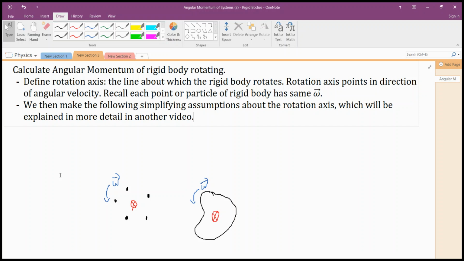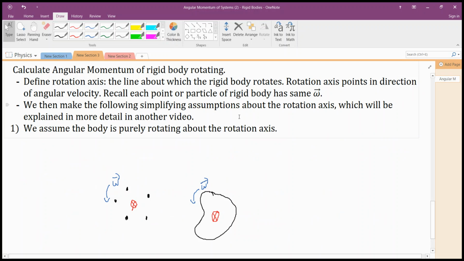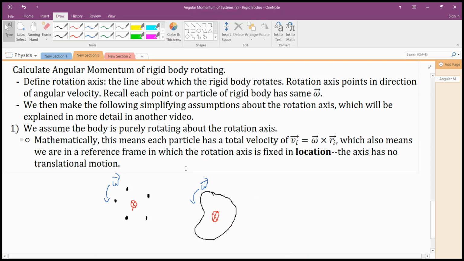It turns out to be very complicated to calculate the angular momentum of a rigid body about a rotation axis. So we will make some simplifying assumptions that I will list in a moment, and I will go into more detail about those assumptions in another video. We first assume that the rigid body is purely rotating about the rotation axis. It is only undergoing rotational motion. The particles of the rigid body are moving in circles about it. There is no translational motion. We're only interested in rigid body rotation for this calculation.